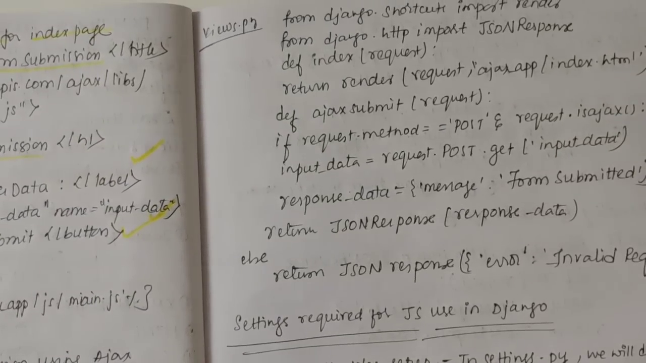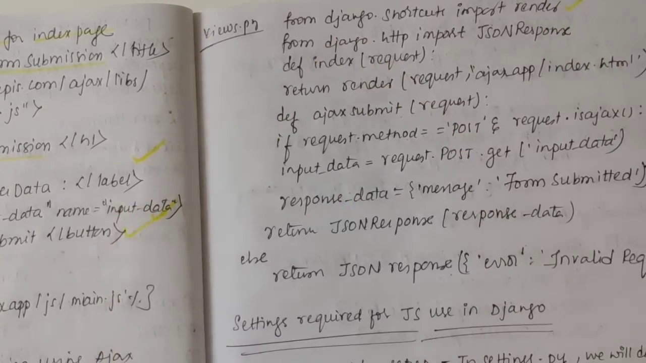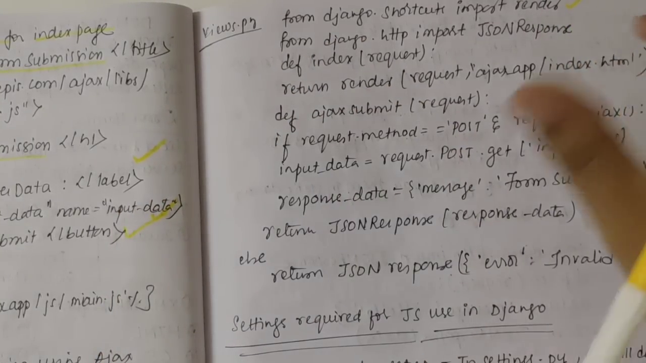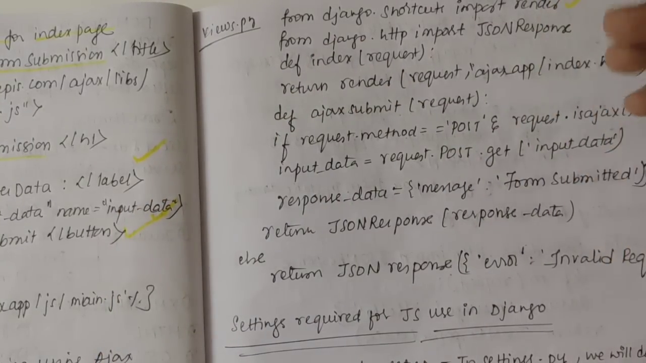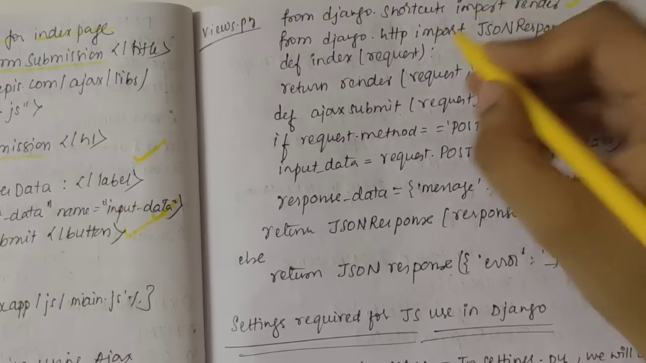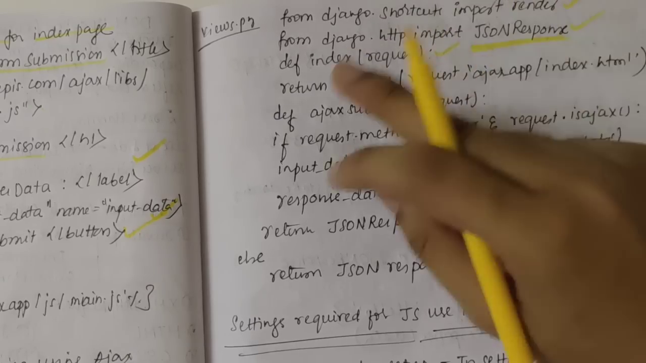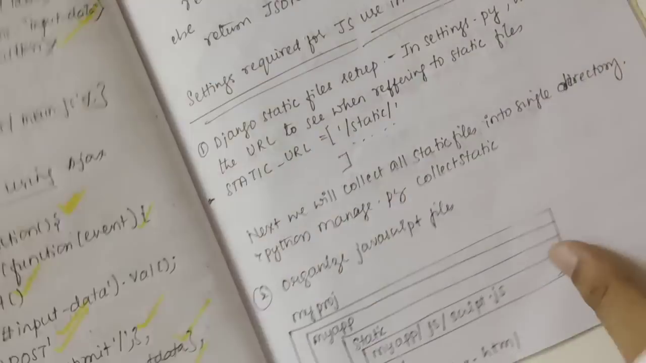Next I have views.py. In this, from django.shortcuts import render. To render the response, to render the details, I should make use of the render function. After that, JsonResponse is being imported here from Django. Then define index. Yes, we had made use of index here, right? So that is called here.